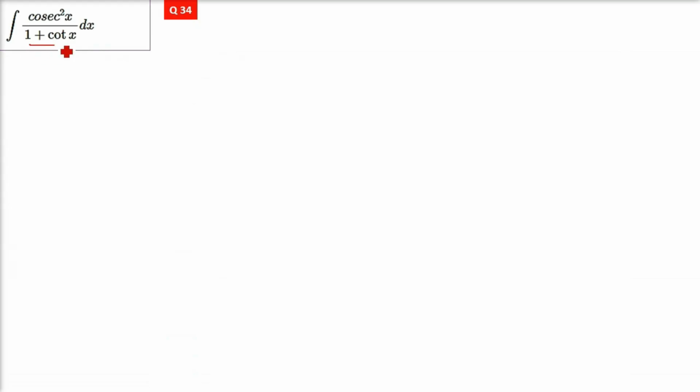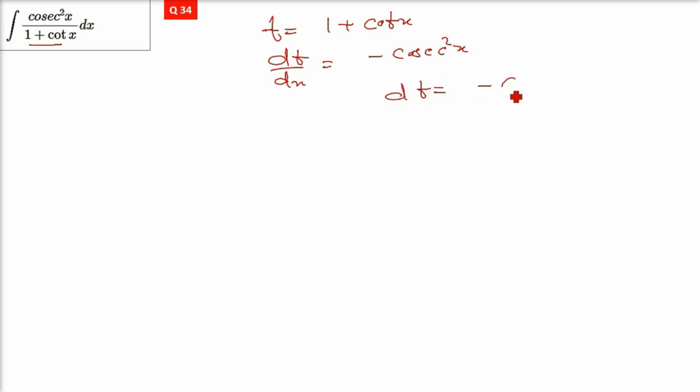So again, 1 plus cot x can be directly placed as t, and you'll get cosec square x dx directly. So t is equal to 1 plus cot x. When you differentiate this, dt by dx is going to be minus cosec square x, since the derivative of cot x is minus cosec square x. Because you need cosec square x only, the negative will go on the left hand side. So dt is actually minus cosec square into dx. So this cosec square dx completely becomes negative dt.